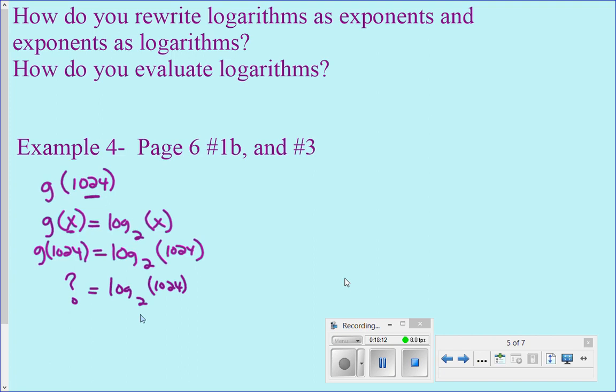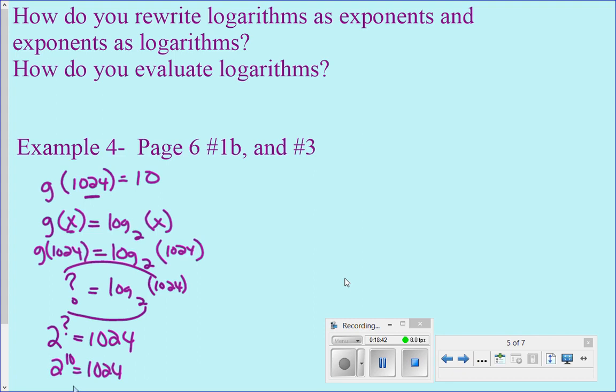So in other words, if I do the circle, 2 to the question mark power is equal to 1024. Now, if you don't know that one off the top of your head, you can just type it in the calculator. You're going to realize that 2 to the 10th is 1024. Which means that g of 1024 equals 10, because 2 to the 10th equals 1024.